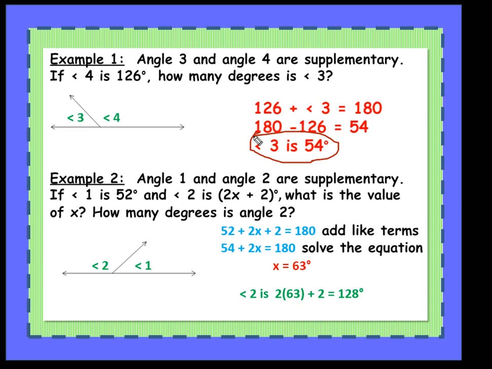You can always double check your work. So this is 126. Add 54 to it, you get 180. So that makes sense. So let's go to example 2.